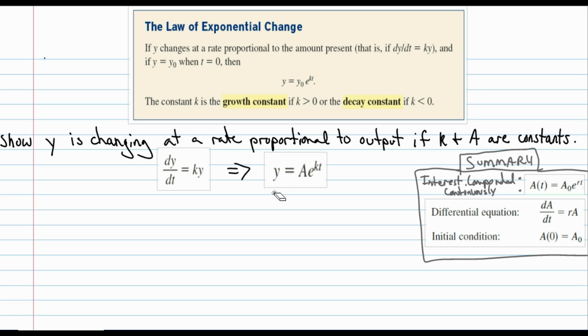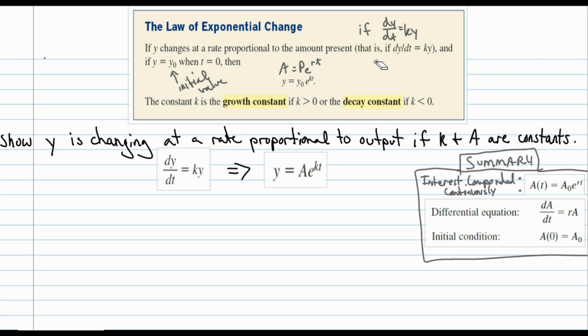If y changes at a rate proportional to the amount present, so in other words, if dy/dt equals k times y, now notice, that is dy/dt equals k times y, the output, not x, the input, or t, the input. And if y equals y sub 0 when t equals 0, so that's your initial value, then y equals y sub 0, again your initial value, e to the kt, or you used to know that as A equals Pe to the rt, so A is y, P is y sub 0. Again, y sub 0 is your initial value.